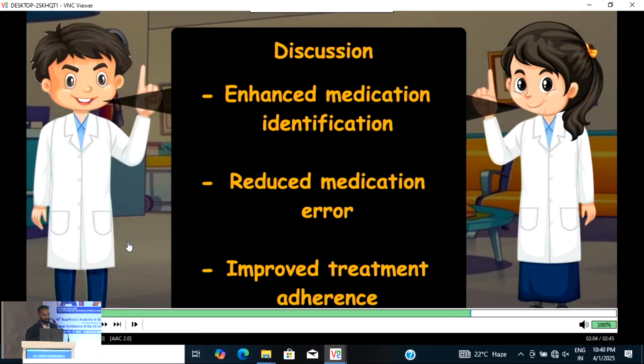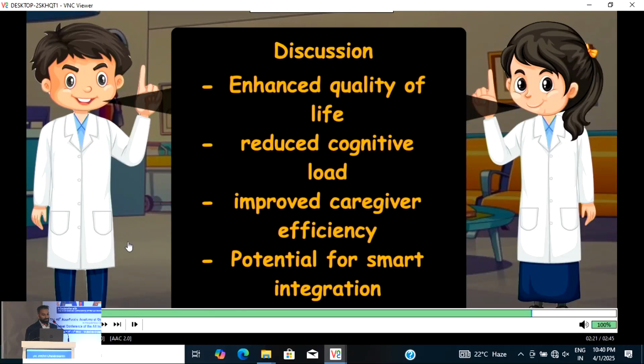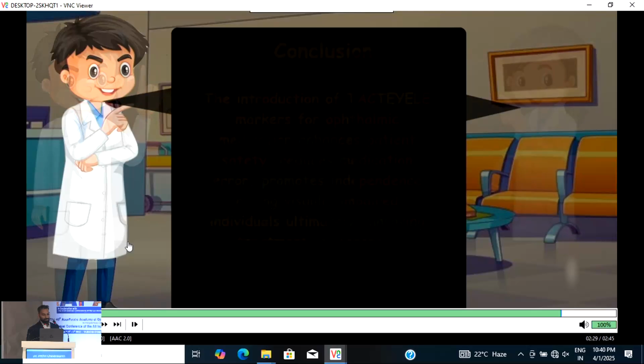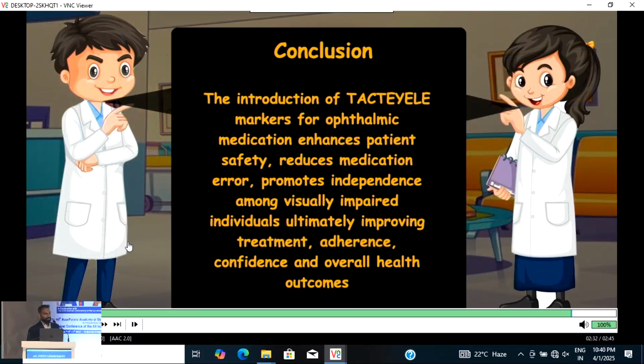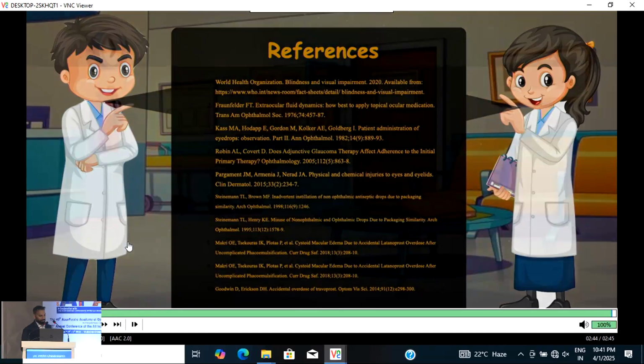Why tactile matters. Enhanced medication identification, reduced medication errors, improved treatment adherence, increased patient independence, minimized adverse effects. It is a cost-effective, scalable solution, improved quality of life, reduced cognitive load on patients, enhanced caregiver efficiency, potential for smart healthcare integration. Conclusion: tactile markers for ophthalmic medications enhance patient safety, reduce medication errors, and promote independence among visually impaired individuals. Ultimately, this leads to better treatment adherence, increased confidence, and improved health outcomes.